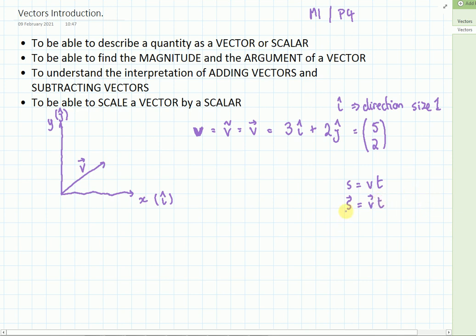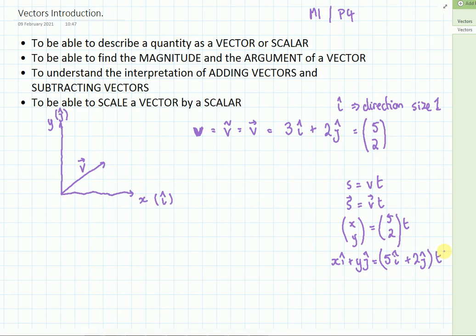And if I actually wanted to get the results out, I could find the position x and y using a vector calculation of (5, 2) times t. The equivalent would be xi plus yj equals 5i plus 2j, and in brackets t. It just, to my eye, the column vectors seem a little bit nicer.